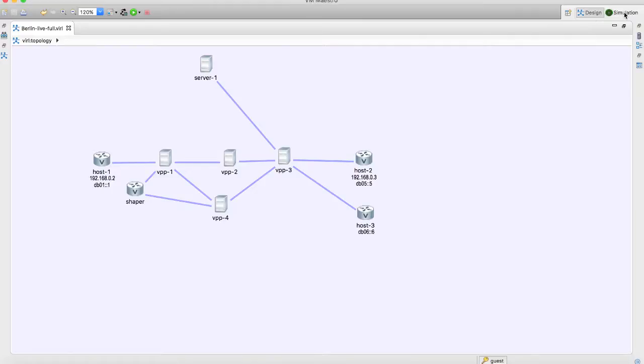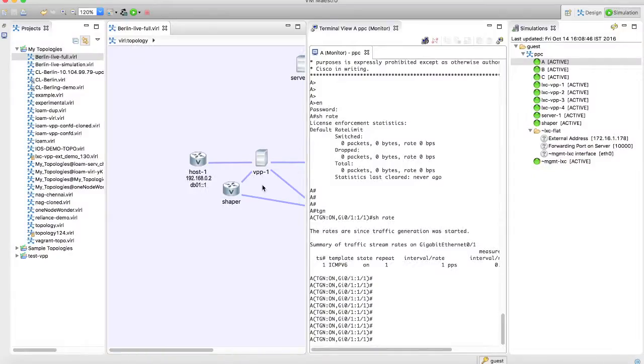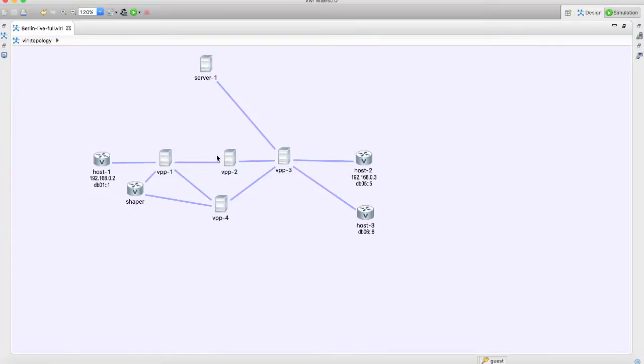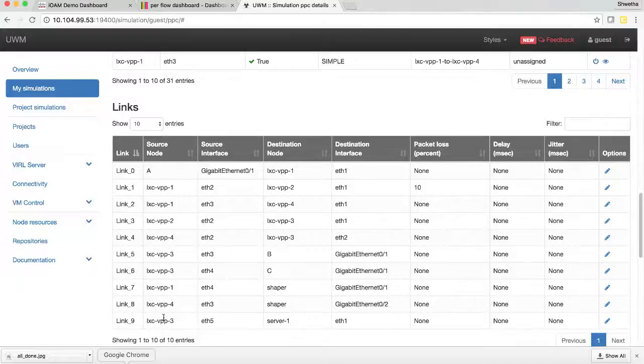We have a continuous flow of traffic from host 1 to host 2 using the traffic generator. We also simulate a lossy link between VPP1 and 2 by configuring a link for packet loss in Viral.